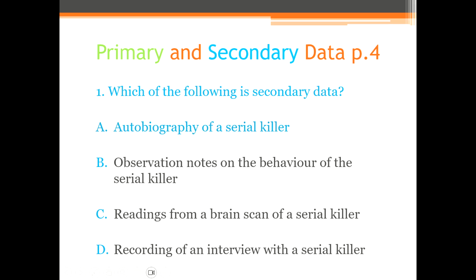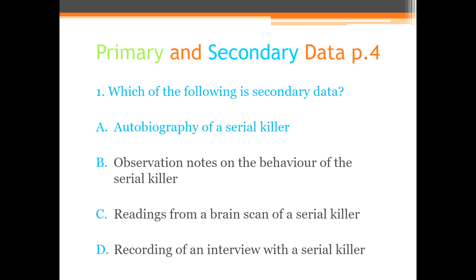So this is a past paper question that has been asked before. We've got which of the following is secondary data. Now obviously they might ask you which of the following is primary, so you need to know both. As we can see here, the recordings of an interview. We're assuming that this is an interview in terms of a psychologist interview rather than a police interview, because it doesn't say that. We're assuming that is that primary research method.